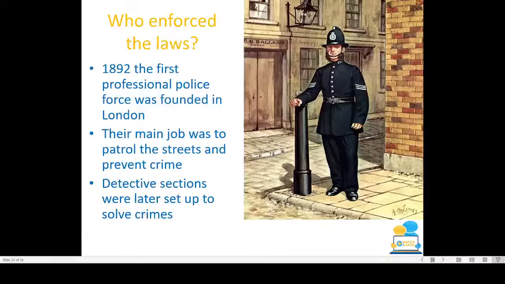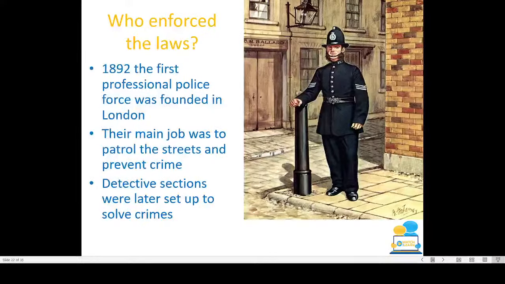So one, the police will work as a natural deterrent. If people see the police walking about, they're less likely to commit crimes within range of the police. And secondly, it gives a chance to prevent the crimes before they happen, or as they're happening, rather than after they've already happened. Later on, detective sections were set up to solve crimes.